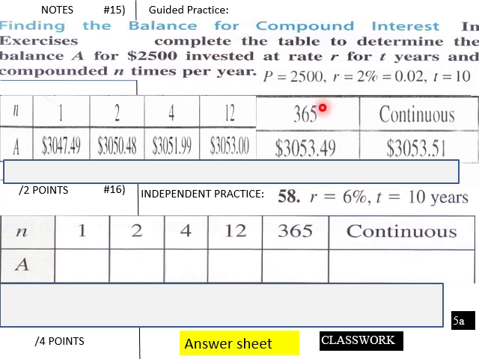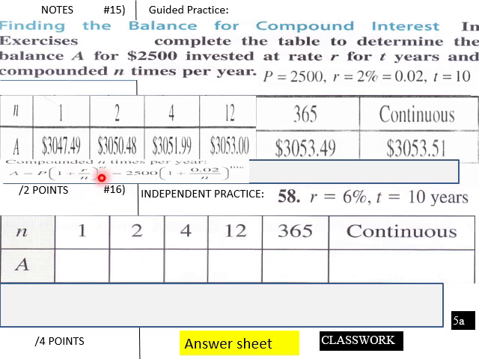And then for 365, if we compounded it continuously, you would get another 51 cents here for 12 years. So over time, I guess that adds up. But the principal is so small. But anyway, you would get 51 extra cents here. So do that down here as well, 6%, and then t equals 10 years. Come up with your number here.